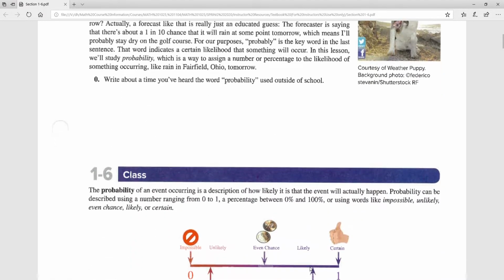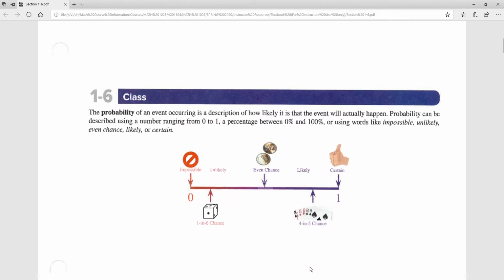If you look down to the middle of the page, under where it says class, they describe probability for us. The probability of an event occurring is a description of how likely it is that the event will actually happen. Probability can be described using a number ranging from 0 to 1, a percentage from 0% to 100%, or using words like impossible, unlikely, even chance, likely, certain.